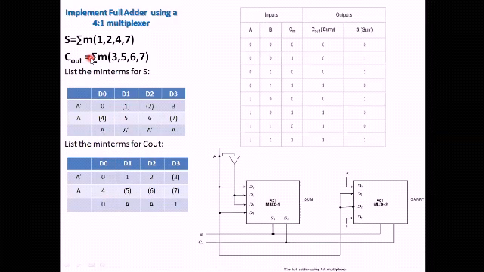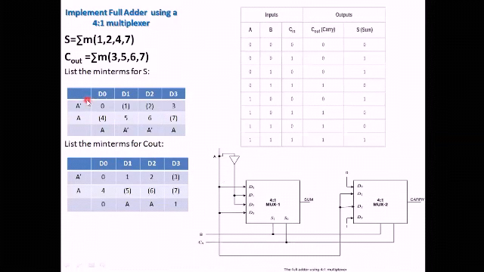Now see, why are we using a 4:1 multiplexer? In the case of a full adder, there are three variables A, B, and C. Three variables, what does it mean? If we are presenting it as n plus 1, then n will be equal to 2. That is, there will be two select lines. And two select lines means B and C are going as the select lines, and A will be going as the input.